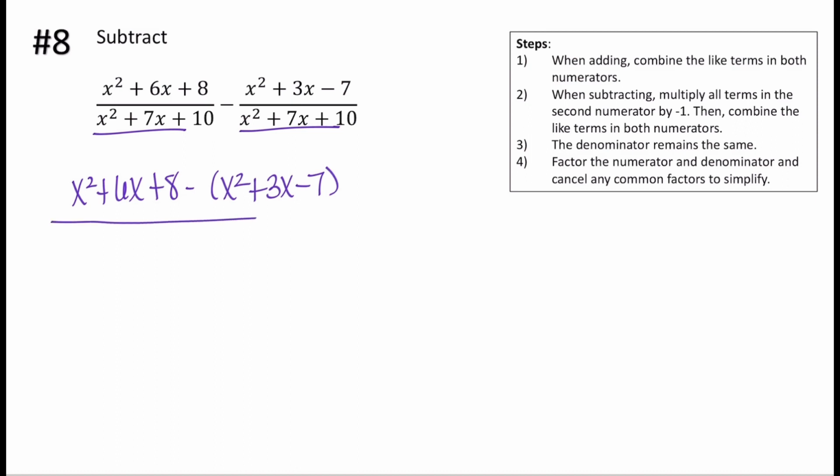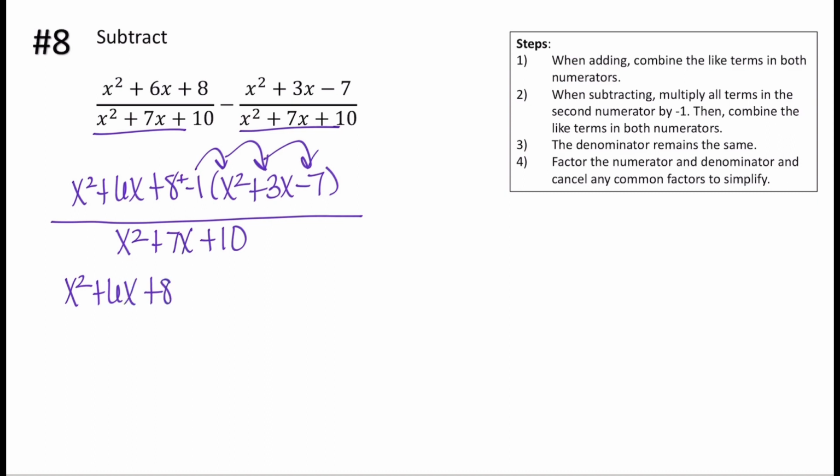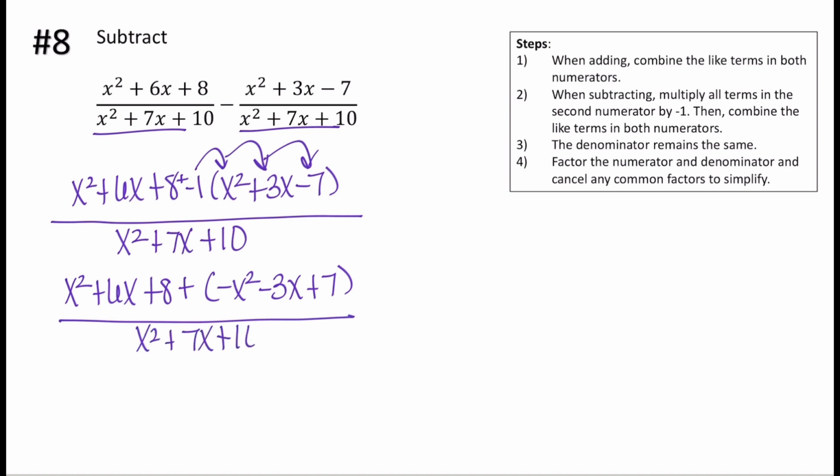Right? Remember, all of that second expression is being subtracted. So we need to distribute that negative, okay? You can pretend it's like a -1 and then just switch all of the signs on that second polynomial to the opposite. So we have x squared plus 6x plus 8, and then plus, and then all of these are going to be opposite. So we have negative x squared minus 3x, and then that minus is going to become a positive. So that is over x squared plus 7x plus 10.